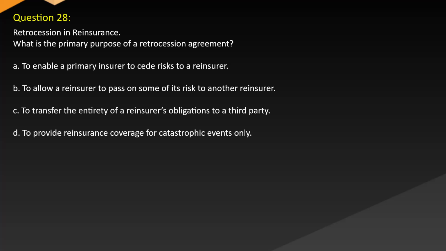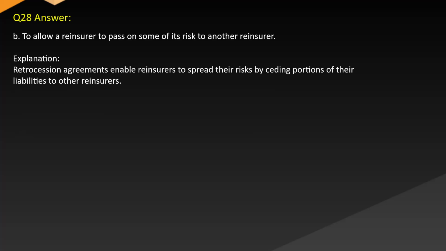A. To enable a primary insurer to cede risks to a reinsurer. B. To allow a reinsurer to pass on some of its risk to another reinsurer. C. To transfer the entirety of a reinsurer's obligations to a third party. D. To provide reinsurance coverage for catastrophic events only. Answer: B. To allow a reinsurer to pass on some of its risk to another reinsurer. Explanation: retrocession agreements enable reinsurers to spread their risks by ceding portions of their liabilities to other reinsurers.